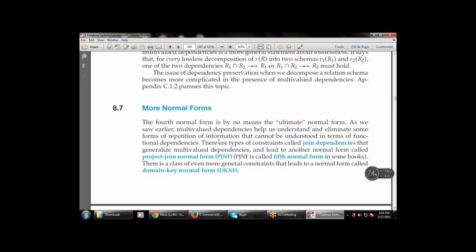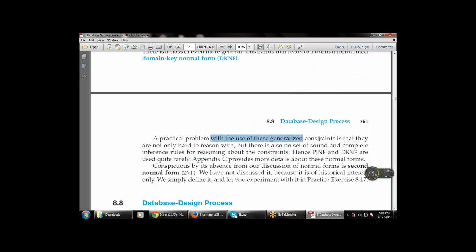Some books say that the fifth normal form is PJNF, the project join normal form, while others call it the fifth normal form. There is also a class of even more general constraints that leads to a normal form, the domain key normal form, that is DKNF. One is PJNF, the project join normal form, and one is DKNF, the domain key normal form. A practical problem with these generalized constraints is that they are not only hard to reason with, but there is also no set of sound and complete inference rules for reasoning about them. Hence PJNF and DKNF are used quite rarely.